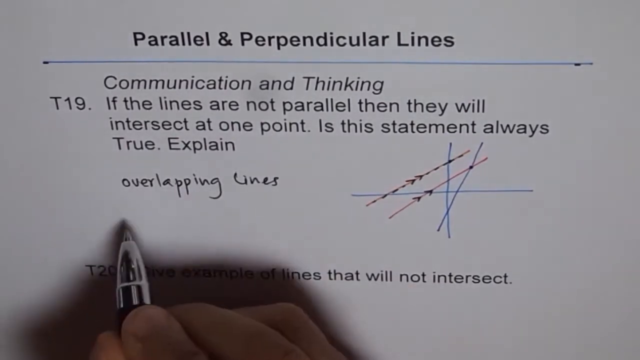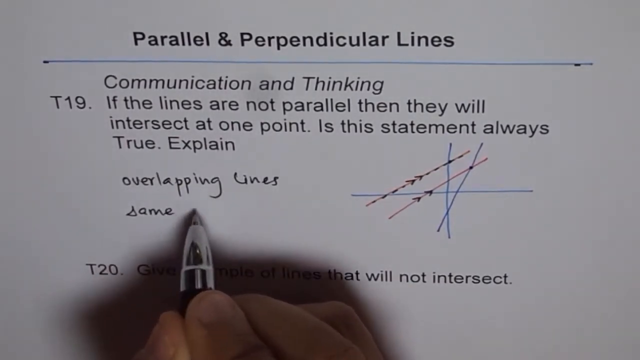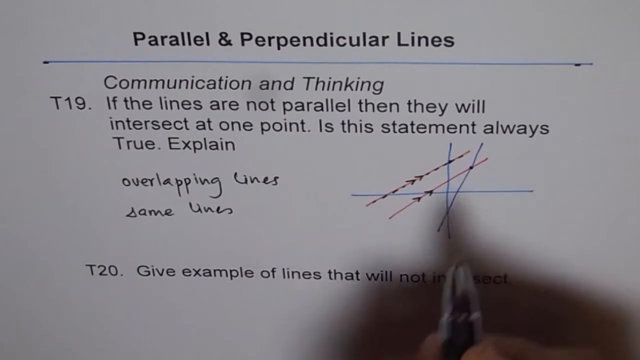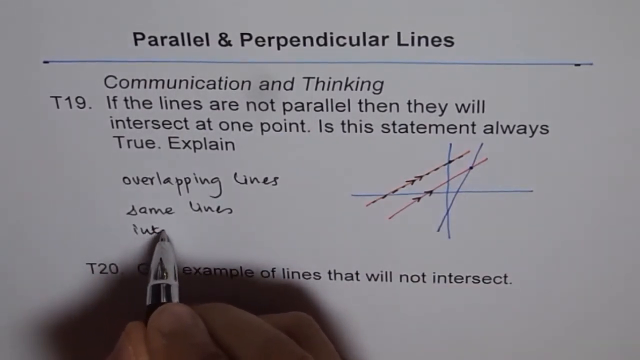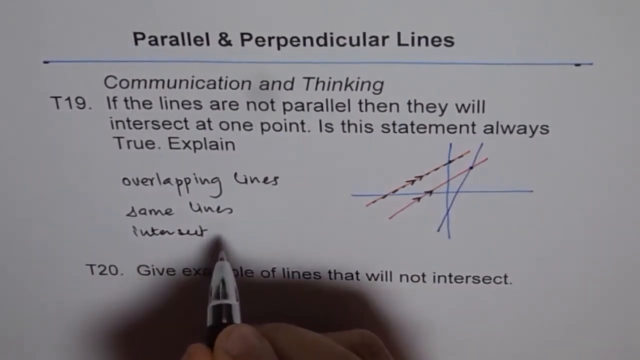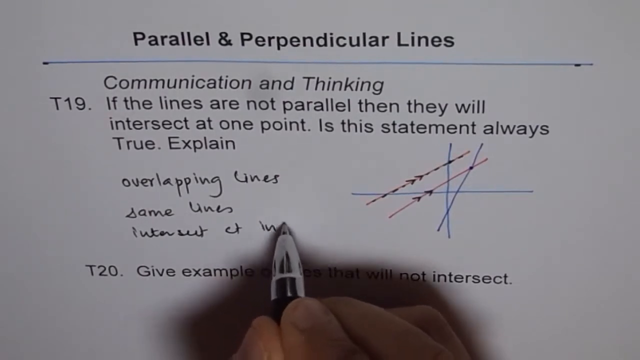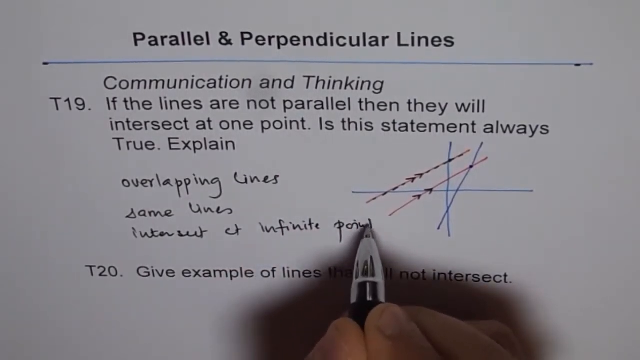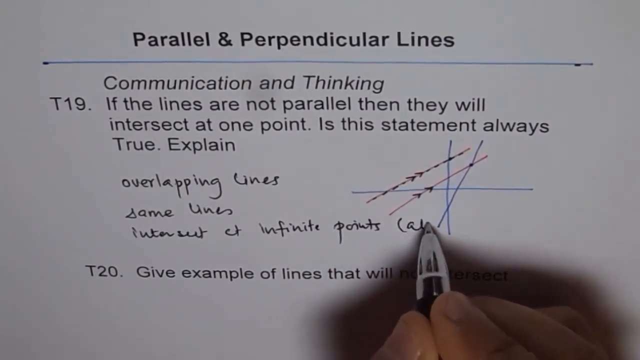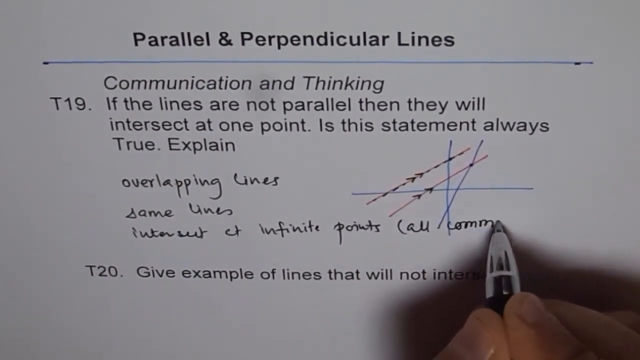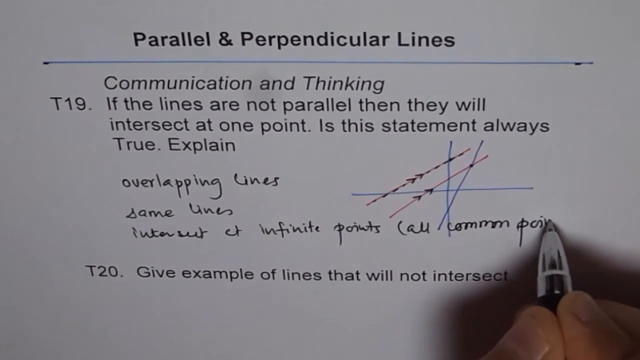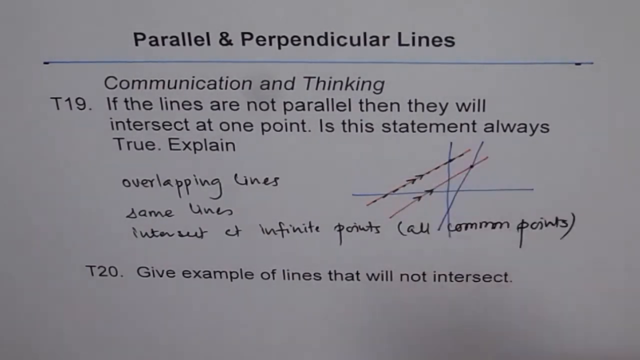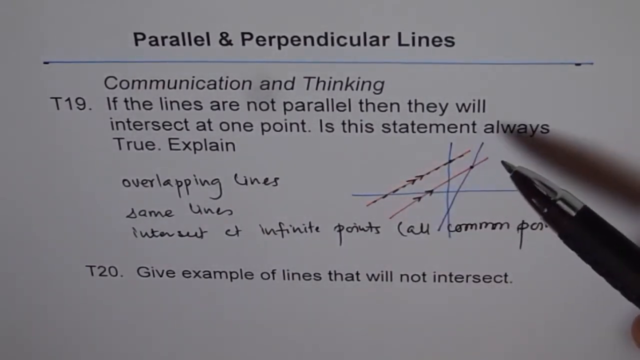So overlapping lines are the same lines, right? They are actually the same lines. So these lines intersect at how many points? At infinite points, right? They have all common points. Therefore, be careful while answering these kinds of questions.